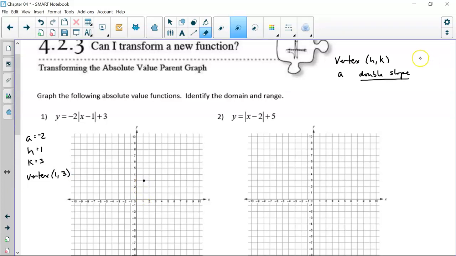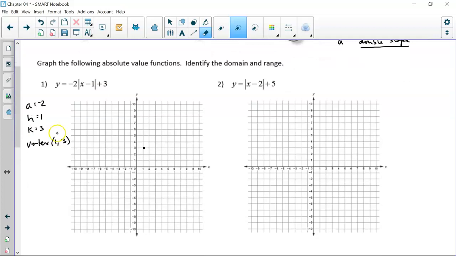Now, these absolute value functions are going to be V-shaped. If A is positive, it's opening up. If A is negative, it opens down. So A is -2. So that means what we're going to do is we're going to go down 2 and to the left 1. And we can also go down 2 and to the right 1 and keep doing that. And what that's going to do is that's going to give us our V-shaped graph. And there is our absolute value function.